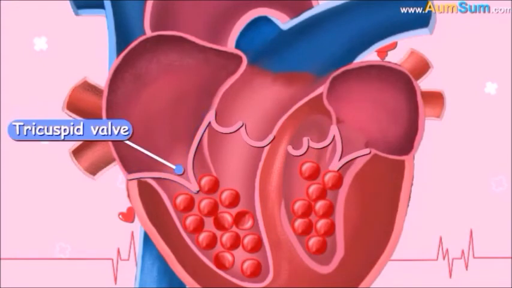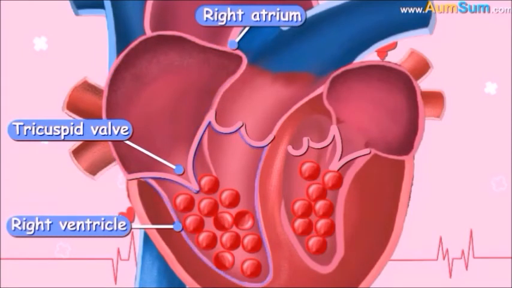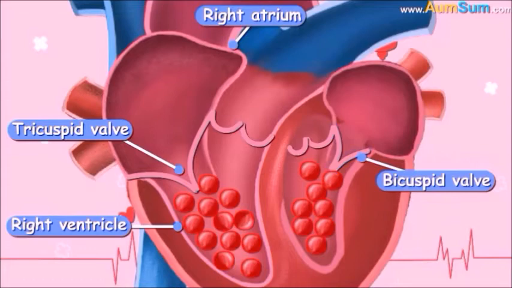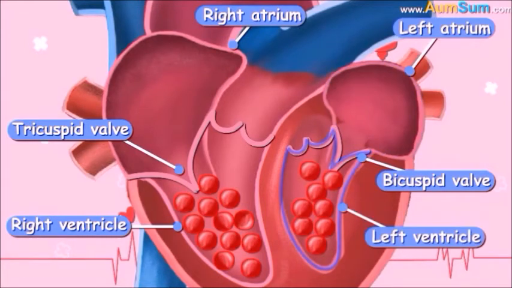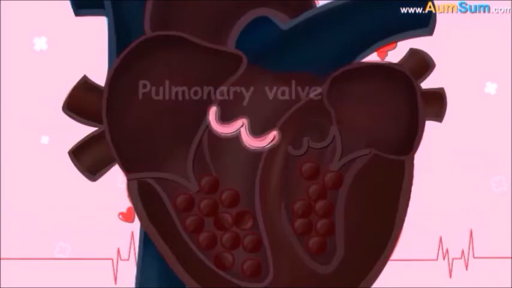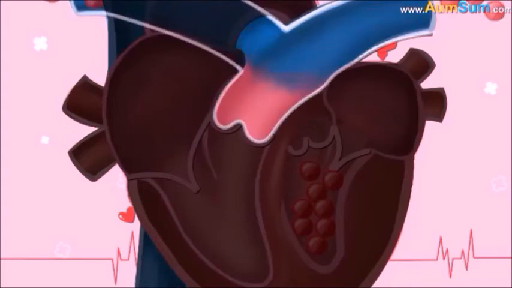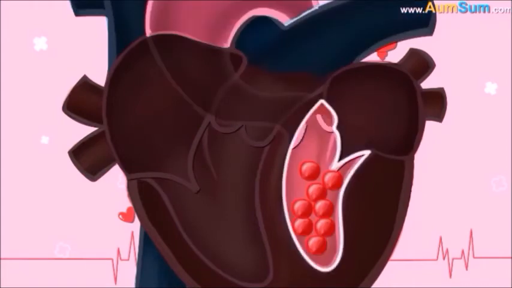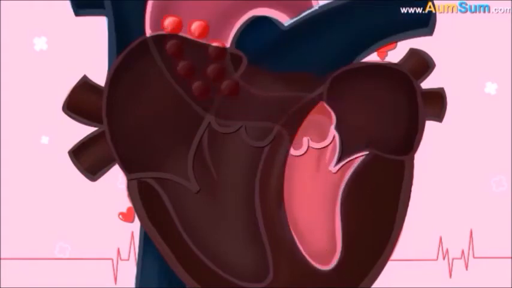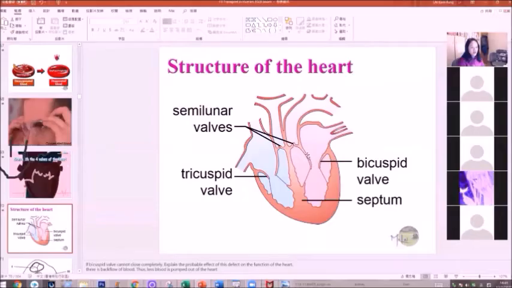The tricuspid valve guards the opening between the right atrium and right ventricle, while the bicuspid valve guards the opening between the left atrium and left ventricle. Together, they are called atrioventricular valves. The pulmonary valve guards the opening between the right ventricle and the pulmonary artery, while the aortic valve guards the opening between the left ventricle and aorta. Together, they are called semilunar valves. I ask you a question. What happens if the bicuspid valve cannot close completely?